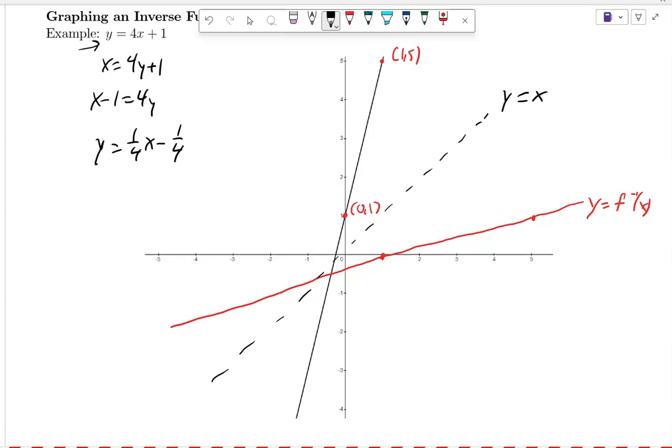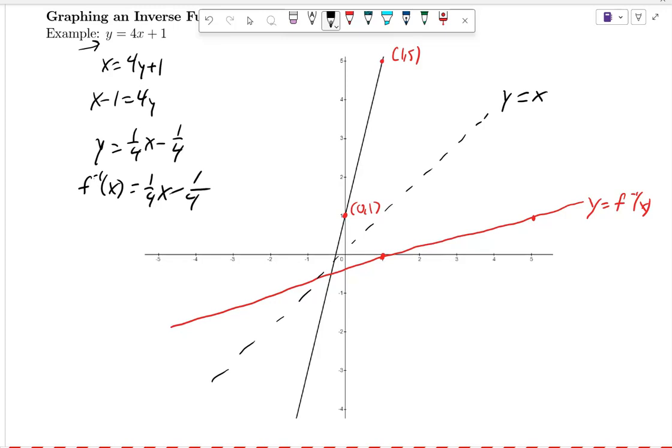I can distribute the 1/4. I can write it as y equals 1/4 x minus a 4th. This was the inverse, right? Does the graph we just came up with look like that line? Does it look like it has a slope of 1/4?